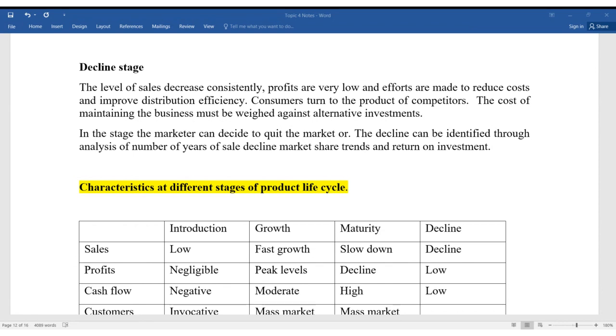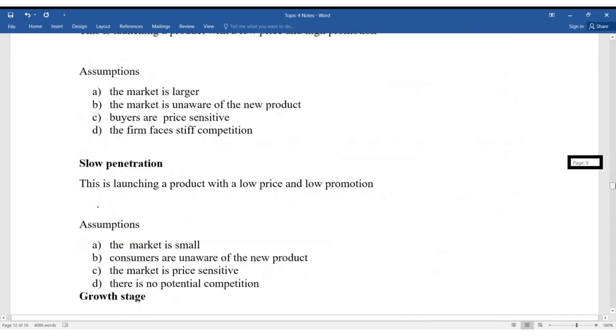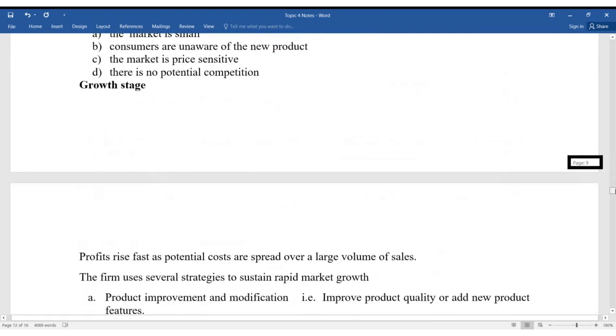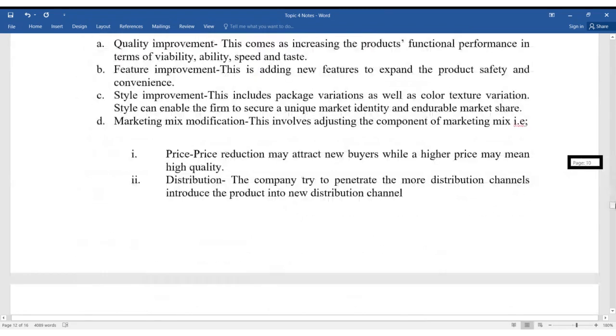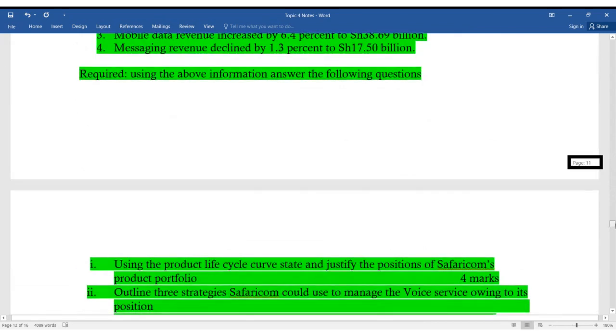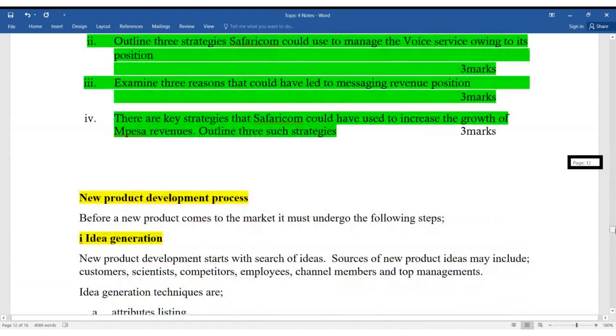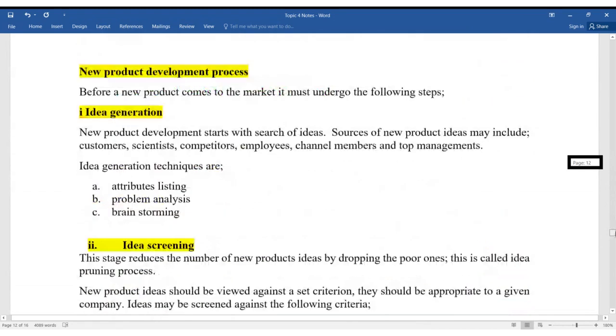So all the notes that you need is actually with you. The strategies that I was referring to, you can discover them from here. So make sure your work is very brief and to the point. And then that will be good. The next thing that we need to do is new product development.